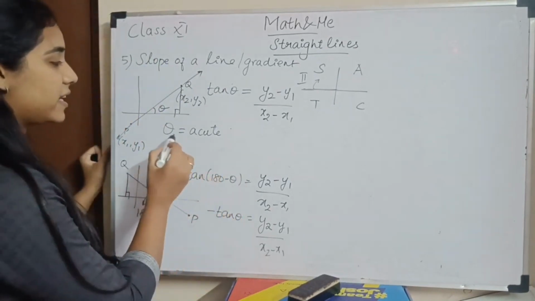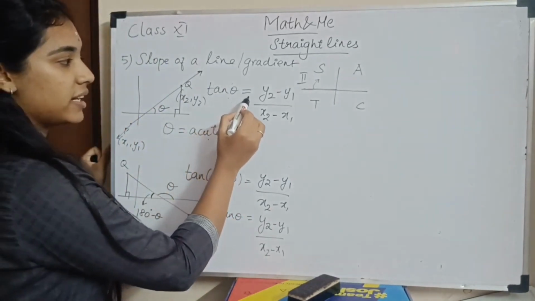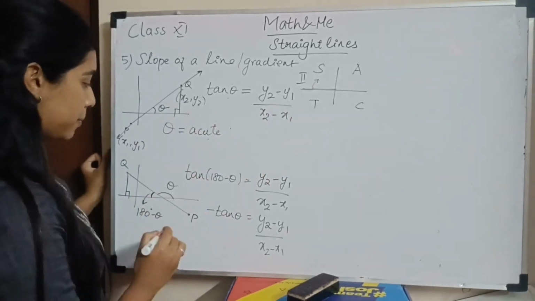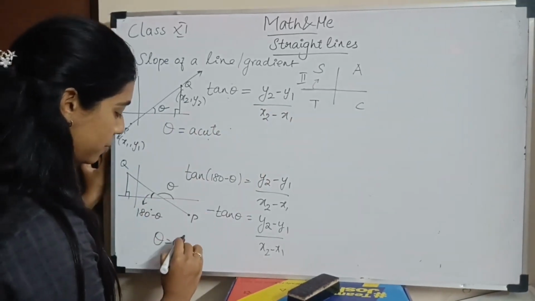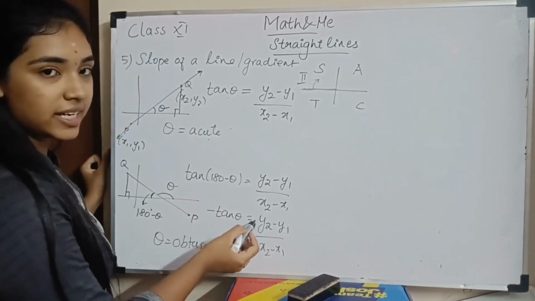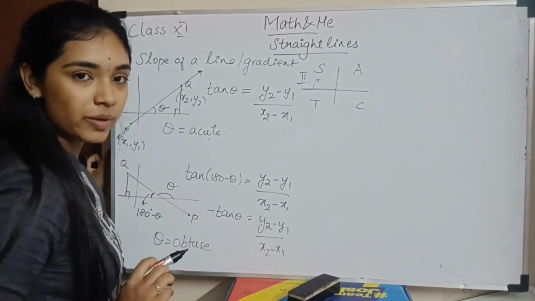So basically, when theta is acute, you have tan theta equals y2 minus y1 divided by x2 minus x1. When theta is obtuse, you have minus tan theta equals y2 minus y1 divided by x2 minus x1.